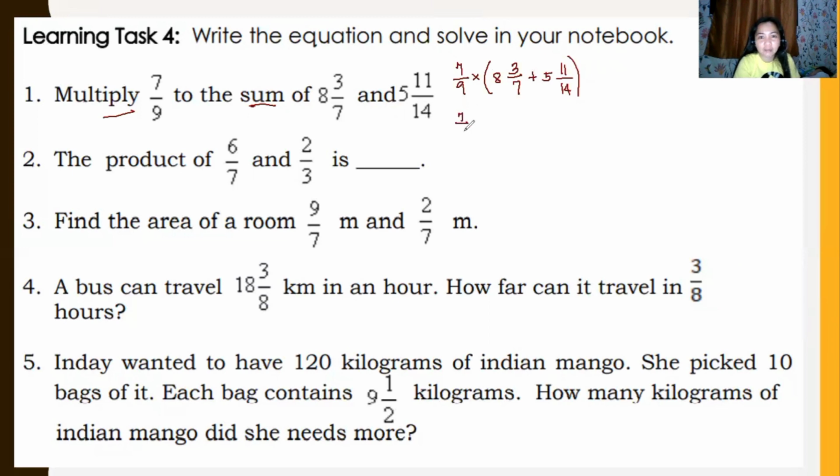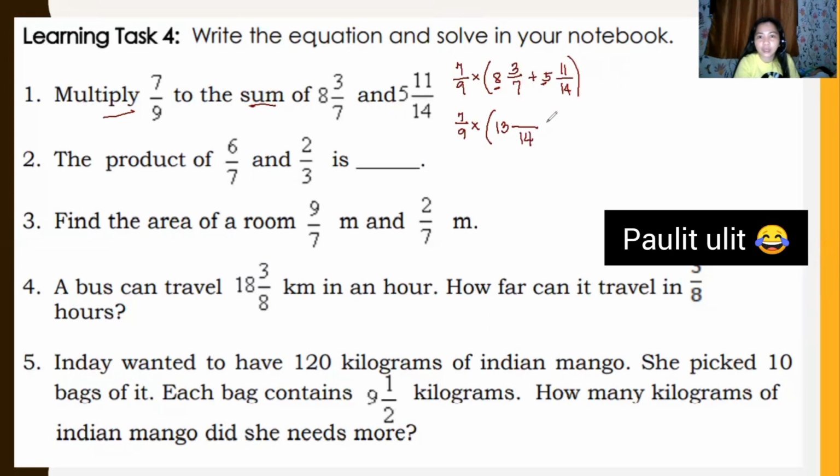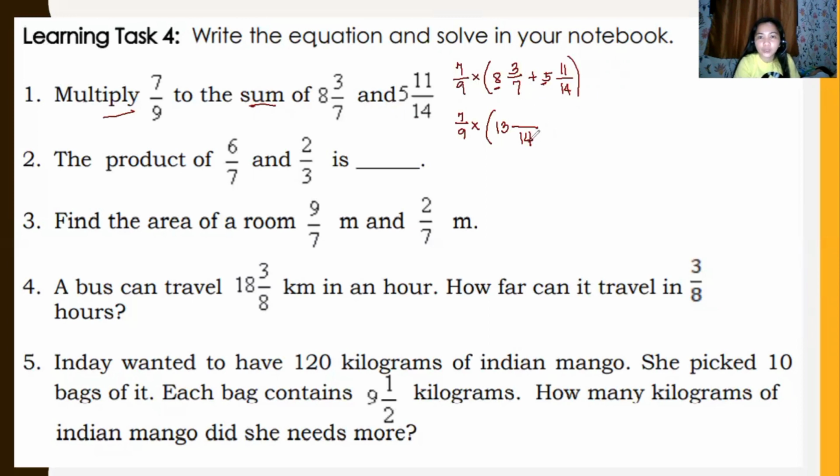We have copy 7/9 times. So, kopyahin natin si whole number. I-add natin na si whole number. 5 plus 8 is 13. And then, the LCD of 7 and 14 is 14. Ang kulang na lang natin ay numerator. We have 14 divided by 7 is 2 times 3 is 6.